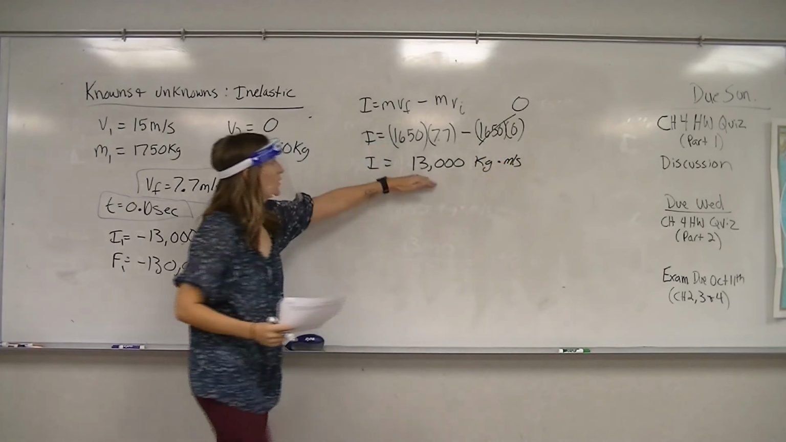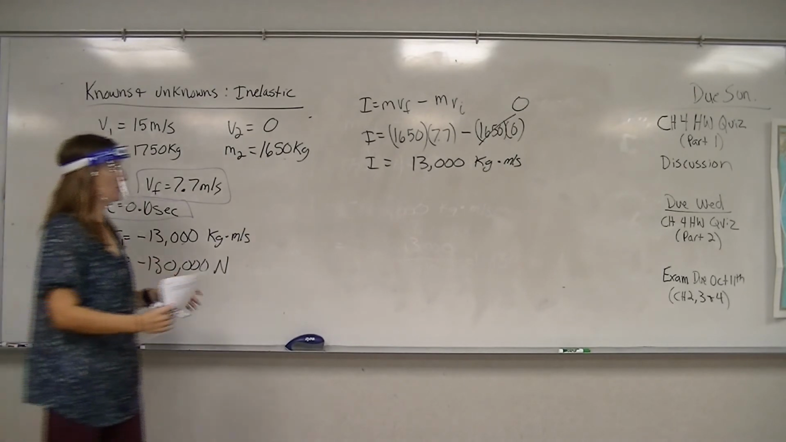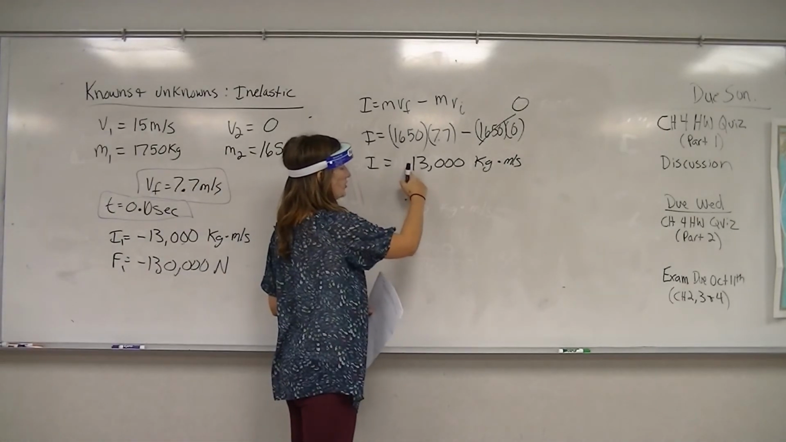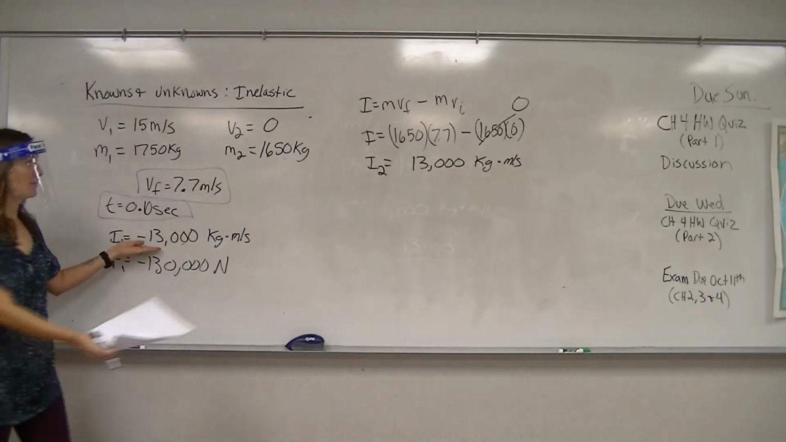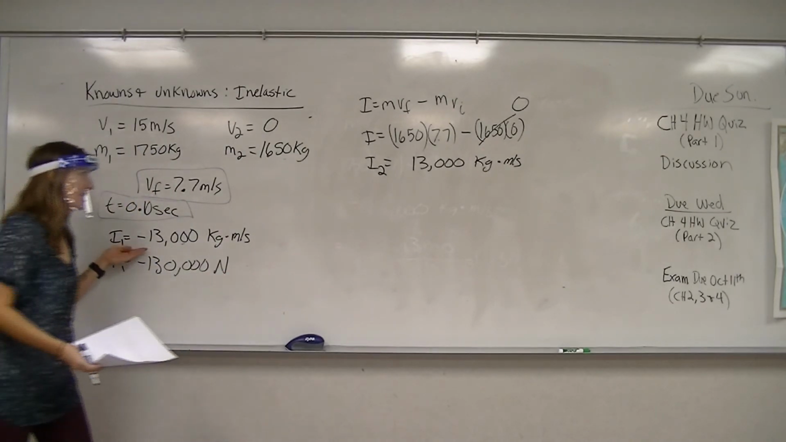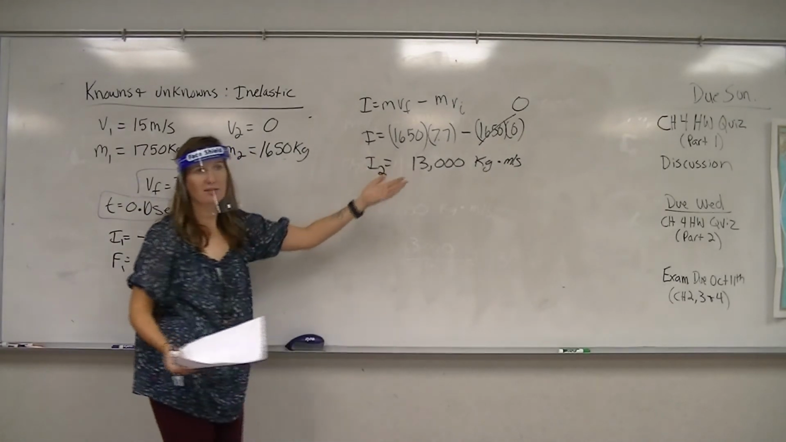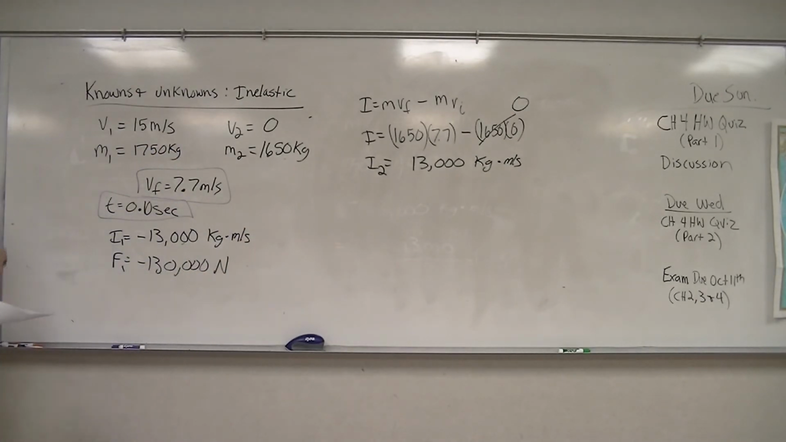Making it equal in magnitude to car 1, but opposite in direction. Because it's the opposite charge. So this is the impulse for car 2. Showing that momentum is conserved. Okay, the change in momentum for car 1 is negative, the change in momentum for car 2 is positive. They cancel each other out, making a total change of 0.